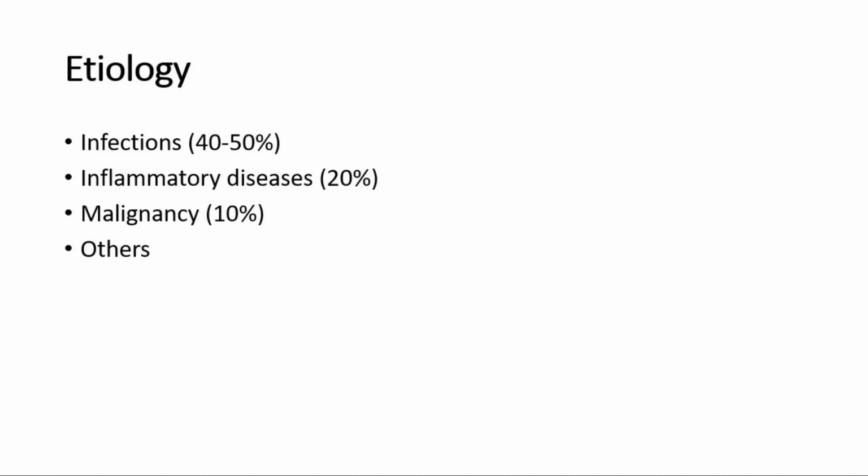So for the etiology of fever of unknown origin, most of the cases are due to infection, where the percentage is around 40 to 50% out of all the cases. After infection being the most common cause of fever of unknown origin in children, it is followed by inflammatory diseases, which constitute 20% of all the cases, and malignancy, which constitutes around 10% of all the cases, and there are also other etiologies besides these three types. Around 15% of the cases have no specific diagnosis.